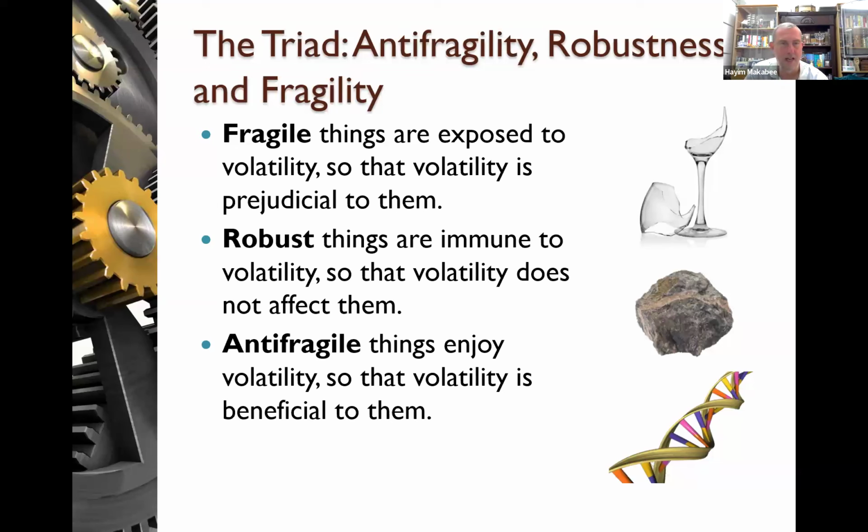The first thing he explains is the difference between being fragile, robust, and anti-fragile. Fragile things are things that are exposed to volatility, so that when there is volatility, this causes harm. This may damage them. For instance, here you see this glass that was broken because it fell or some impact. What is volatility? Volatility is any sudden change in condition. Anything that is not stable is volatile.